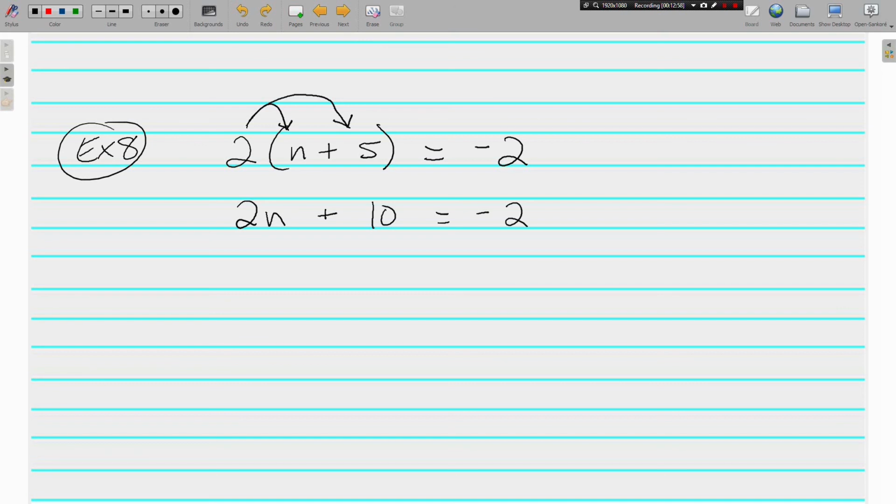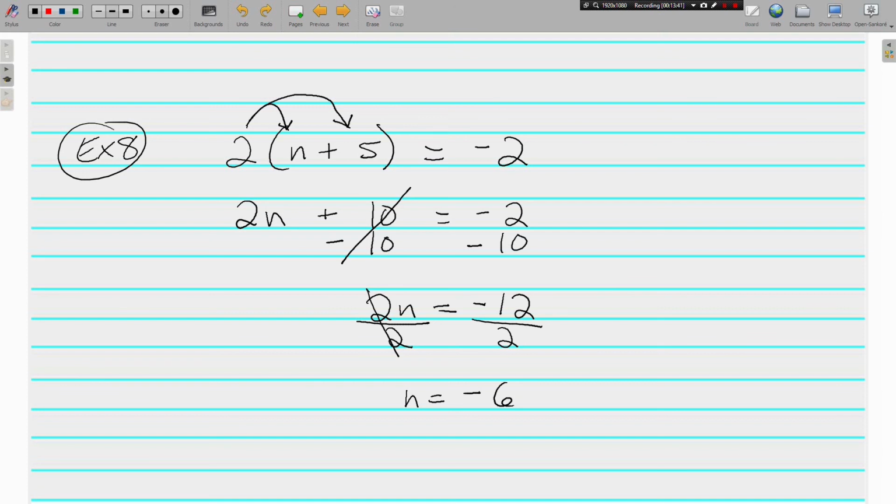So how do we undo positive 10? With a negative 10. What you do to one side, you do to the other side. On the left, we still have 2n. On the right, we've got negative 2, and negative 10 is negative 12. How do you undo multiplying by 2? Got to divide by 2. What you do to one side, you must do to the other side. N is equal, signs are different, so it's going to be negative. 12 divided by 2 is 6.